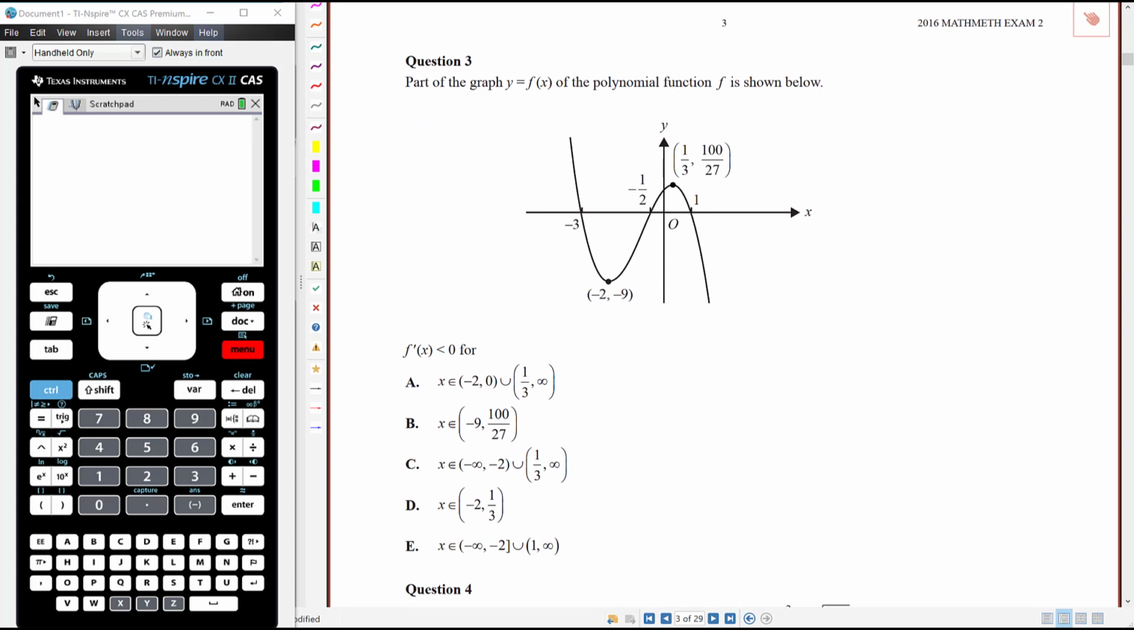Question 3. Part of the graph of f of x of the polynomial function f is shown below. Okay, so it's a polynomial, looks like it's probably a cubic.